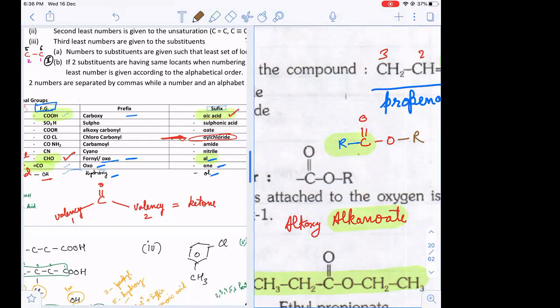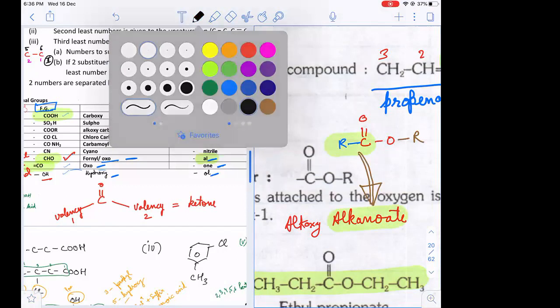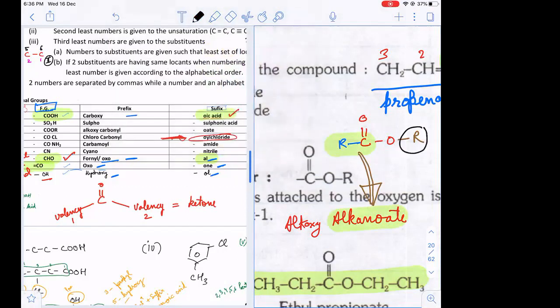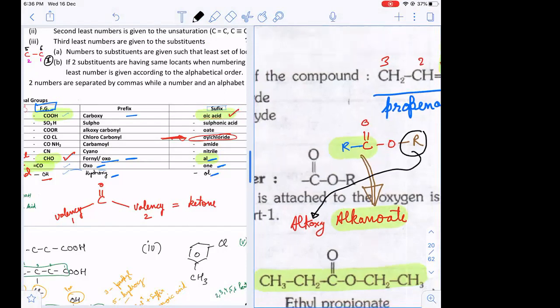So this part, the blue carbon and blue R, is named alkanoate, and this R, which is placed just adjacent to the oxygen, is given the name alkyl. Alkyl alkanoate.